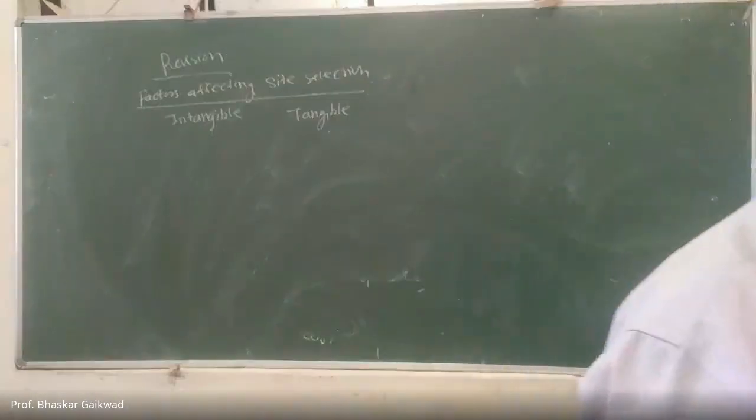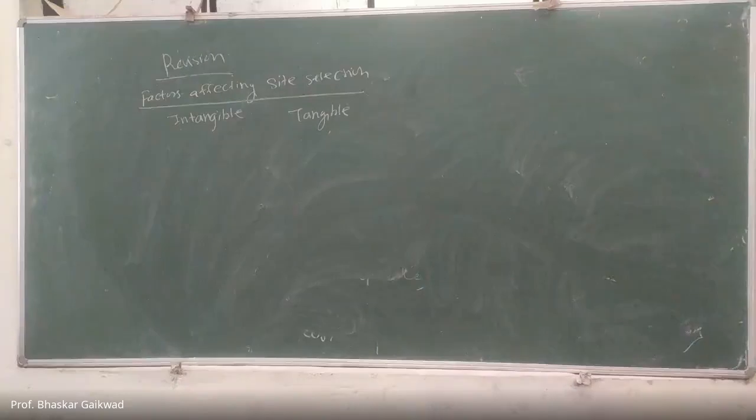So the first point in the chapter: factors affecting the site selection. If you want to go for selecting the industry, which factors need to be considered? There are two kinds of factors, intangible and tangible. Tangible means direct, we can touch that. Intangible means indirect, we cannot touch. Under these intangibles, three factors are there. The first factor is personal.